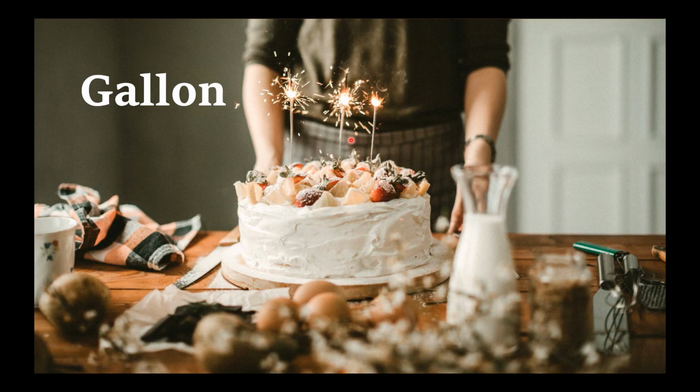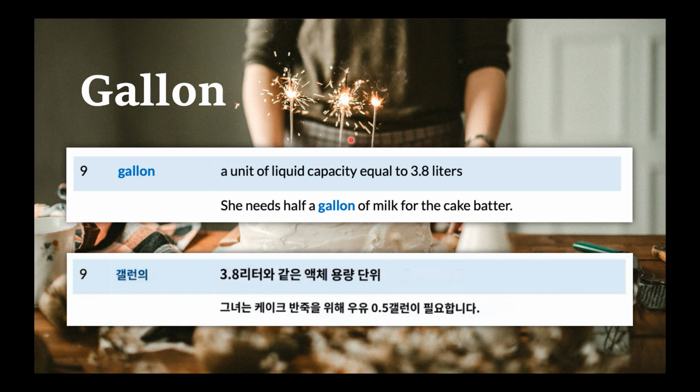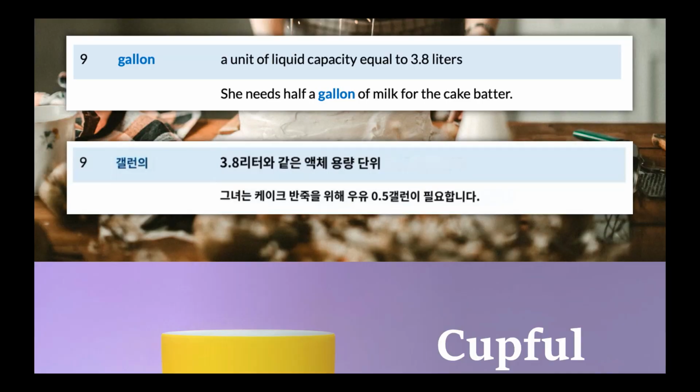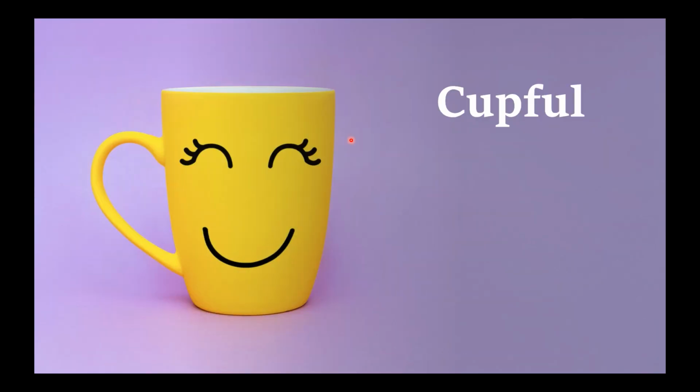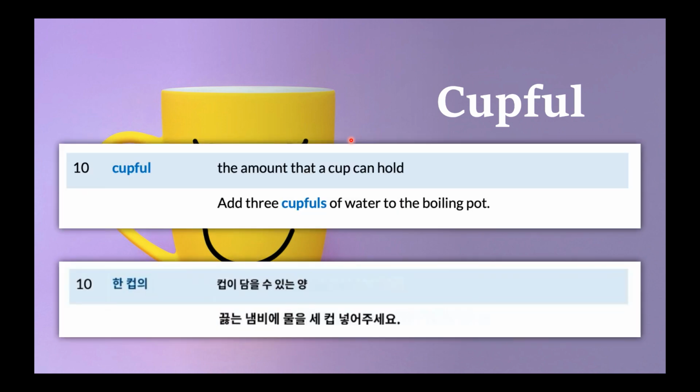Gallon. A unit of liquid capacity equal to 3.8 liters. She needs half a gallon of milk for the cake batter. And last one, number 10, cupful. The amount that a cup can hold. Add 3 cupfuls of water to the boiling pot.